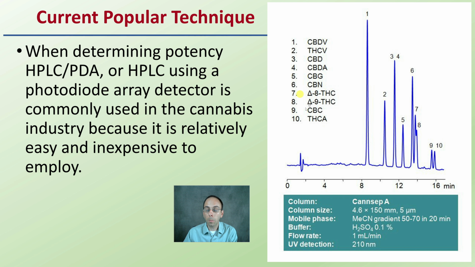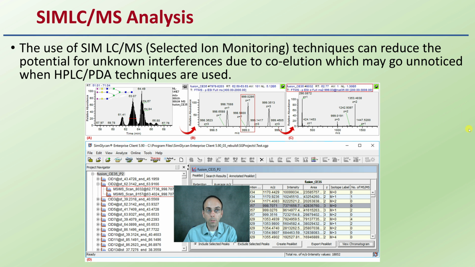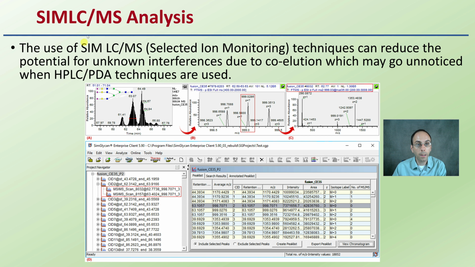And the different peaks will represent different compounds, and there's different columns that can be used. Column size, mobile phase, buffer solution. A lot of information goes into those proper analytical techniques. Now the SIM LC technique, which is the selective ion monitoring liquid chromatography mass spec technique, can reduce the potential for unknown interferences due to co-elution, which can go unnoticed with the HPLC techniques that are used. This is simply providing a little bit more of a precision way of analyzing those particular compounds.